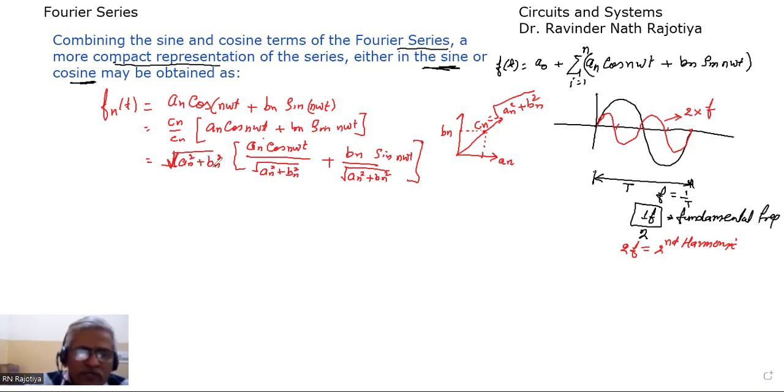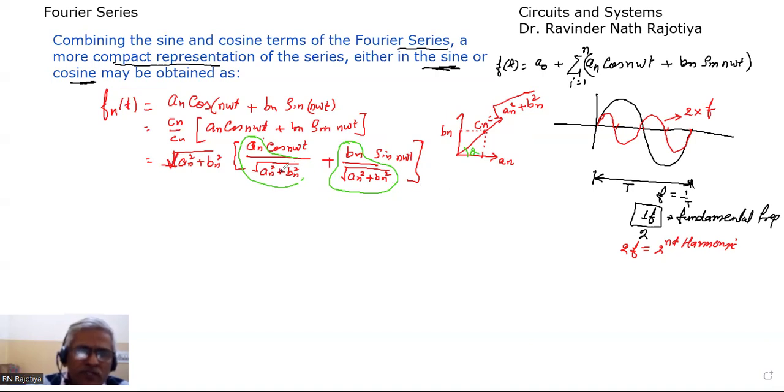Now with this one, I know what this an divided by square root of an square plus bn square, or bn divided by square root of an square plus bn square is. From this I know that the first term is nothing but equal to cos of theta. If I say this is my theta, along this axis this will be cos of theta, along the vertical axis it will be sine of theta.